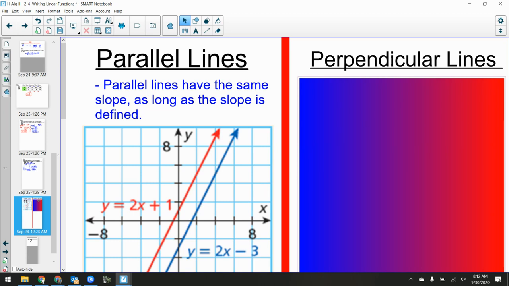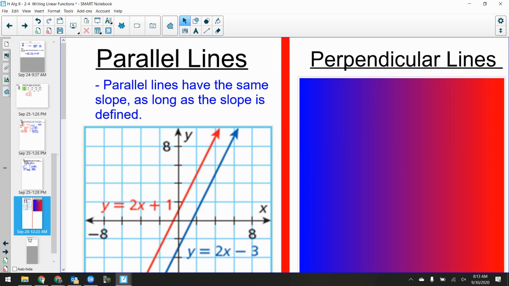Horizontal lines, the slope is defined, it's just 0, right? And we could say that any 2 lines with slope 0 are going to be horizontal lines. They would always be parallel as well. So take a look at the example that we're given down here. y equals 2x plus 1, y equals 2x minus 3. The only difference is the y-intercepts. If you take 2 lines in slope-intercept form, the only difference between the 2 equations will be the y-intercept.